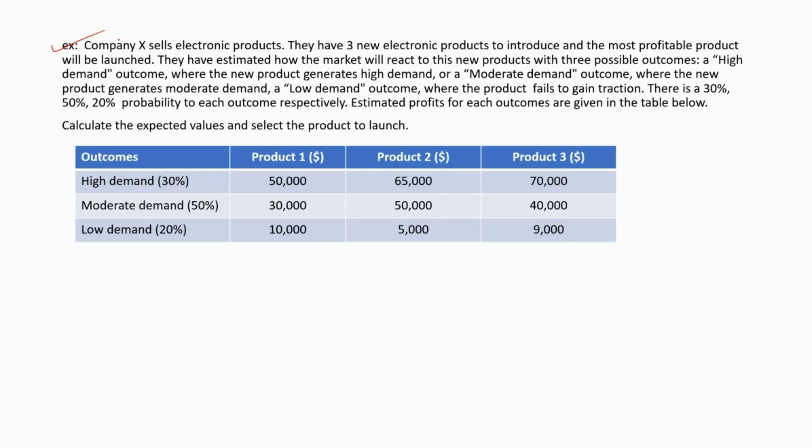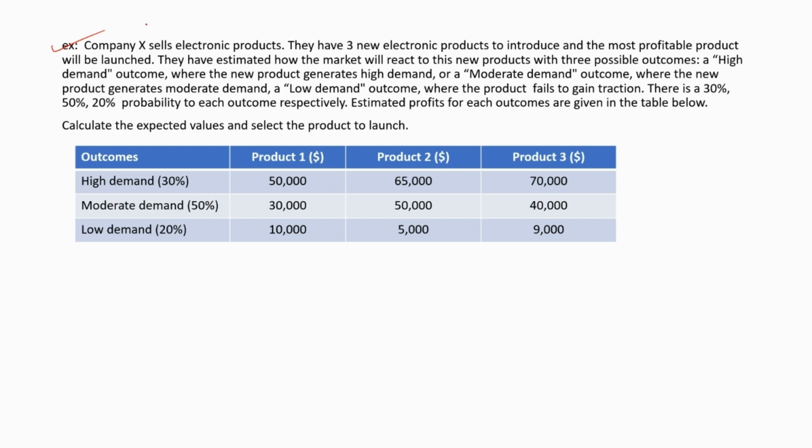Now let's do this example so you can understand the topic of value of information. Company X sells electronic products. They have three new electronic products to introduce, and the most profitable product will be launched.